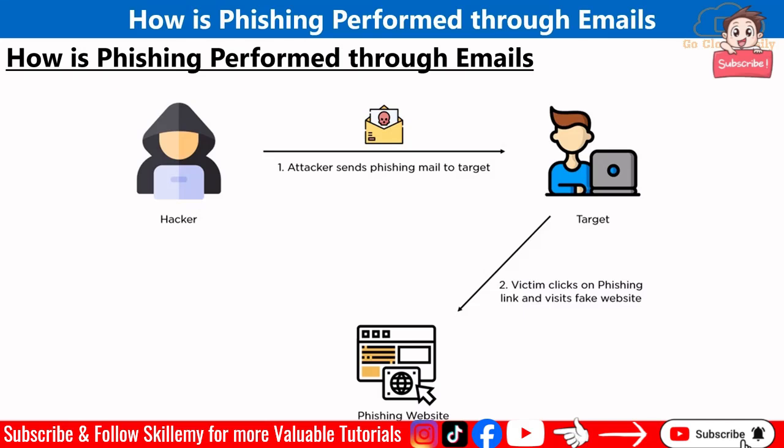And then in the next step, the target thinks the email came from the mentioned sender only. He thinks the sender is genuine. So he follows the link and updates the required details. He opens the link and finds a genuine-looking website over there, right? Thinking it's a genuine website, he enters all his details in the website.